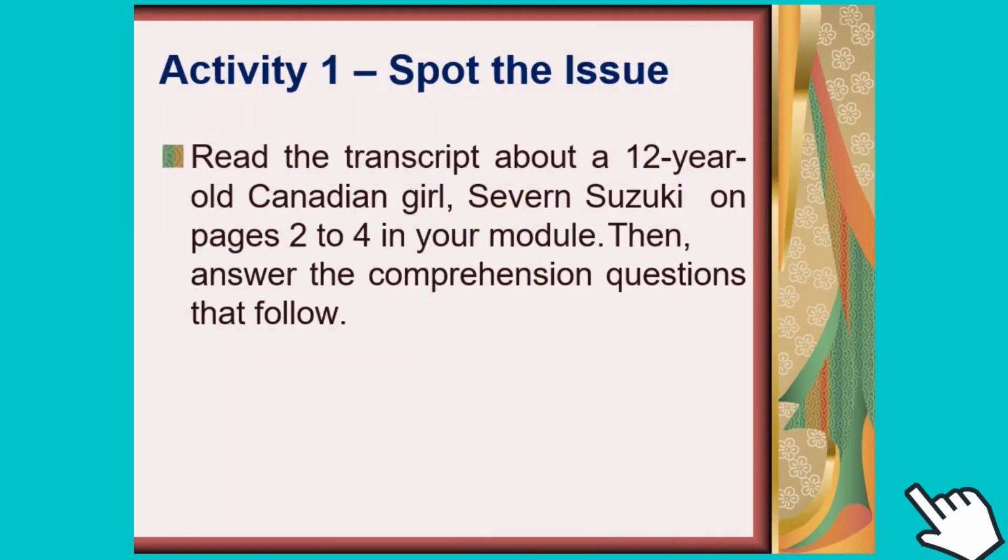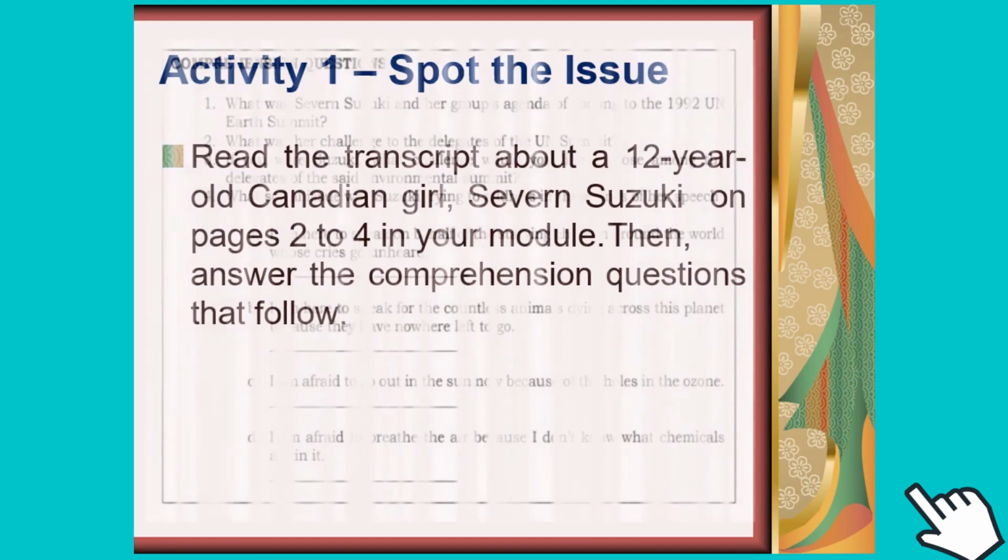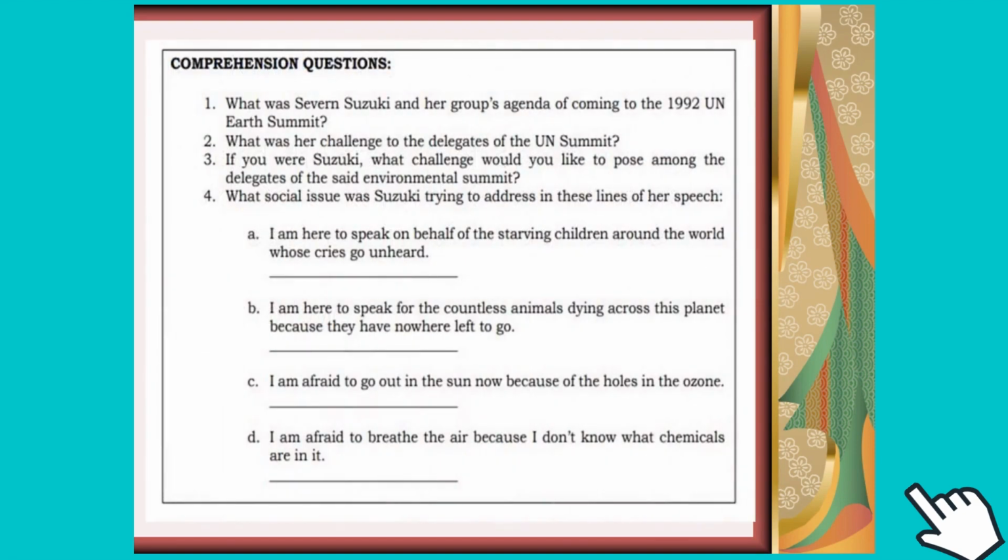Our first activity is Spot the Issue. This time, you're going to read the transcript about a 12-year-old Canadian girl named Severn Suzuki on pages 2 to 4 in your module. Then, answer the comprehension questions that follow. Comprehension questions.